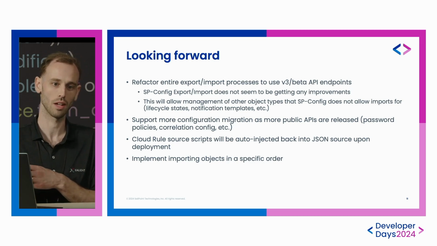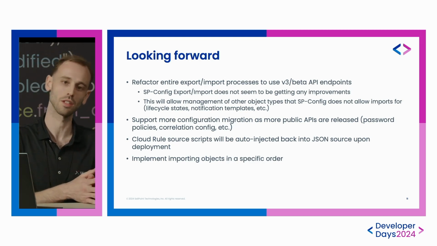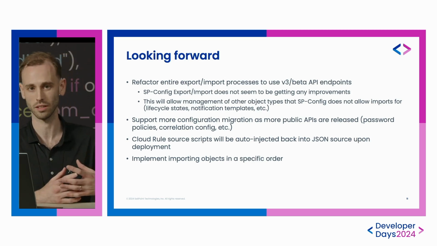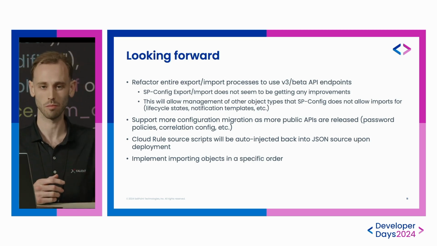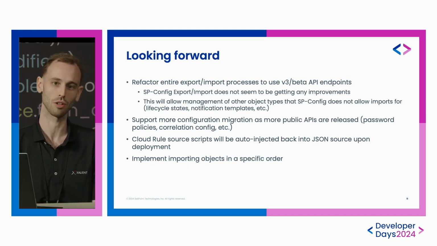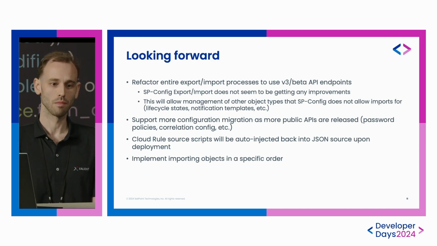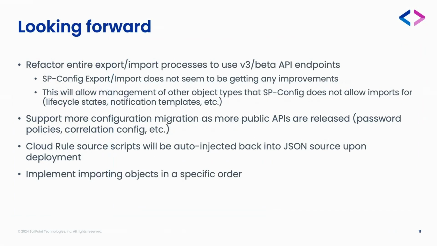So I'm in the process of already kind of refactoring, for example, sources to utilize all of the V3 endpoints. It's just a little bit more tedious and requires more code because you have to orchestrate the whole process yourself of creating a source if it doesn't exist, and then attaching the schemas to that source, or if the schema already exists, doing a put command as opposed to creating a whole new schema. And this will allow management of other object types that SPConfig does not allow imports for. So, for example, lifecycle states, notification templates, etc., that I talked about before.